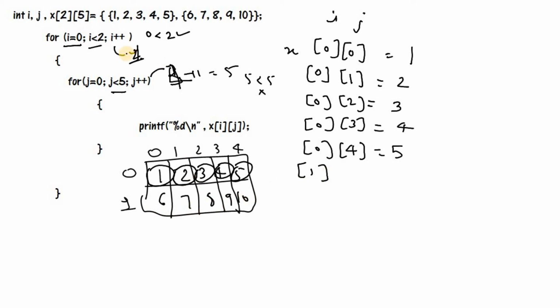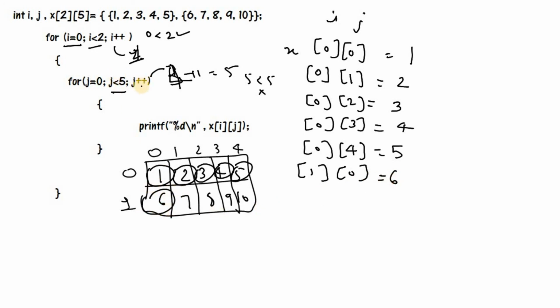i value is 1. 1 is less than 2. Condition is again satisfied. It goes inside the loop of j. And again, the j value is 0 here. 0 is less than 5. Yes, condition is satisfied over here. So it will print the element 6.